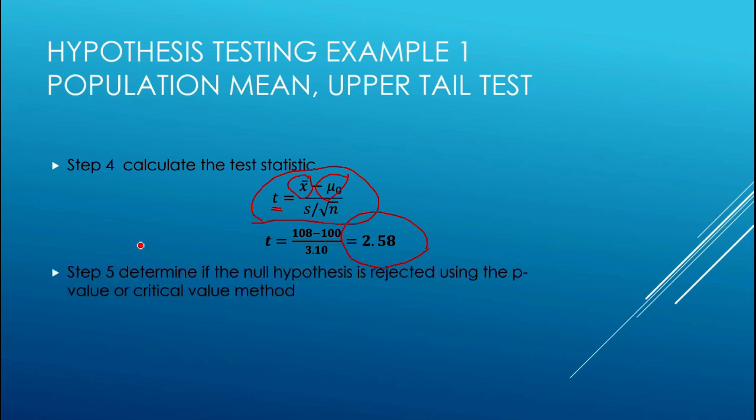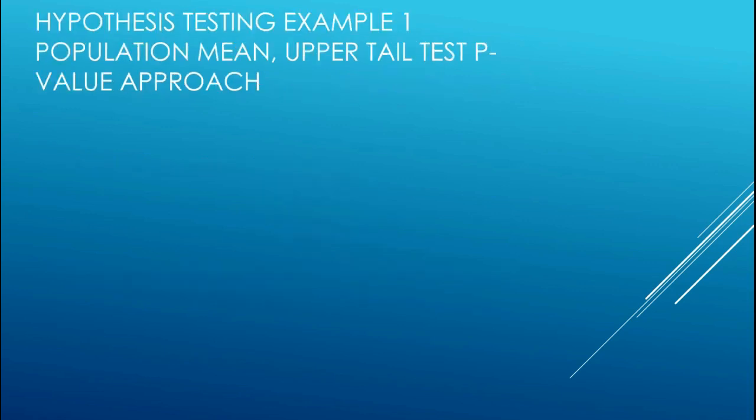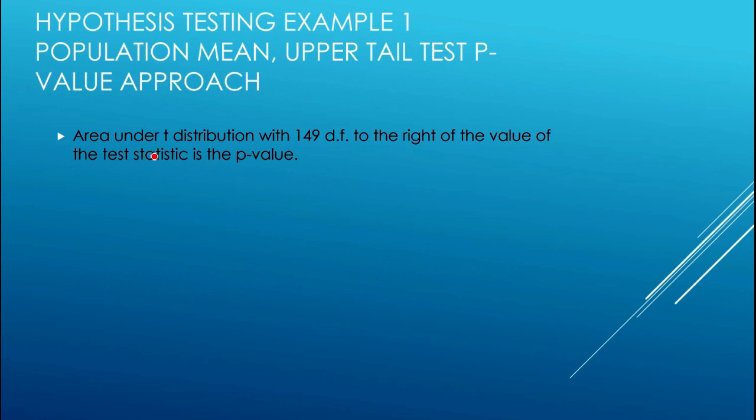So we do that in step 5. We determine if the null hypothesis is rejected, first using the p-value approach. Then I'll show you the critical value approach. What we're going to do is go to the t distribution. You can do this on a computer or with a table. We've got 149 degrees of freedom, and we've got an upper tail test. So I'm going to be interested in the area to the right of the value of the test statistic, because it's an upper tail test.